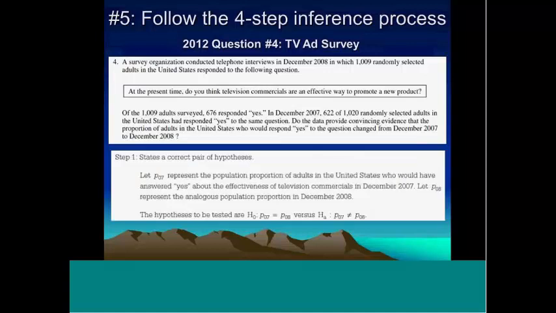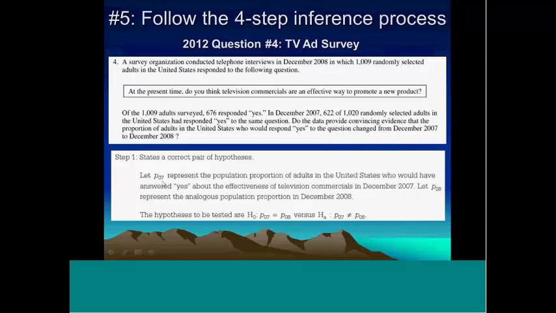State your hypotheses, define your parameters. So the hypotheses you can see here: null hypothesis, p07 equals p08. Alternative hypothesis, p07 does not equal p08, because it asked, did the data provide convincing evidence that the proportion changed, so that there is a difference. That's why the alternative is two-sided. And you can see here how the parameters are defined.